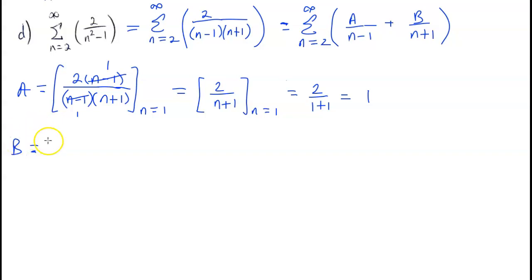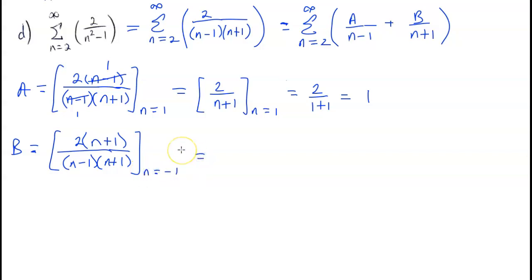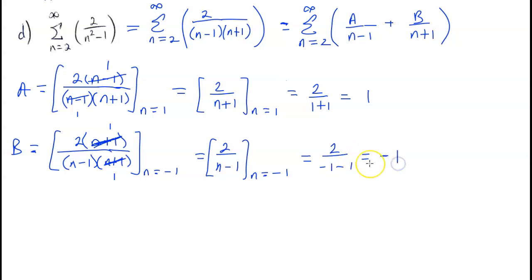So we do the same thing for B. And this time, because the B is over the n plus 1, we multiply by n plus 1, but now we have n equal to minus 1. Of course, this will reduce to 1. And we just have 2 divided by n minus 1, where n is equal to negative 1. And this ends up being a negative 1 there.